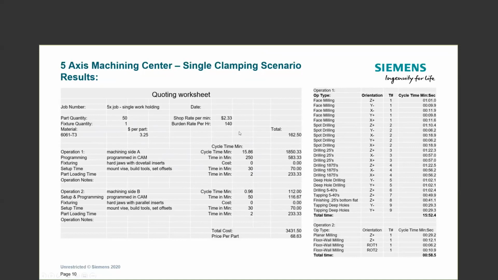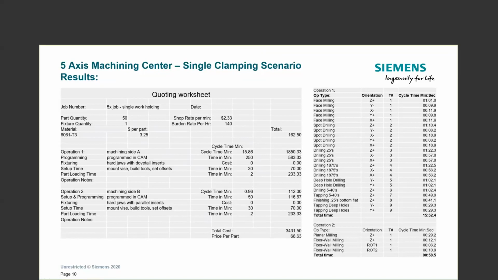If we continue down and take a look at our operation 2 methodized, we come out to a total cost for this part of $3,431.50. If we divide this by our part quantity of 50, it gives us a total price per part of $68.63.